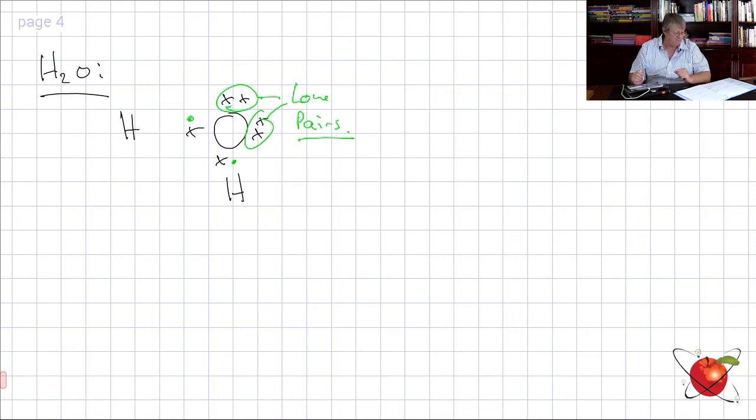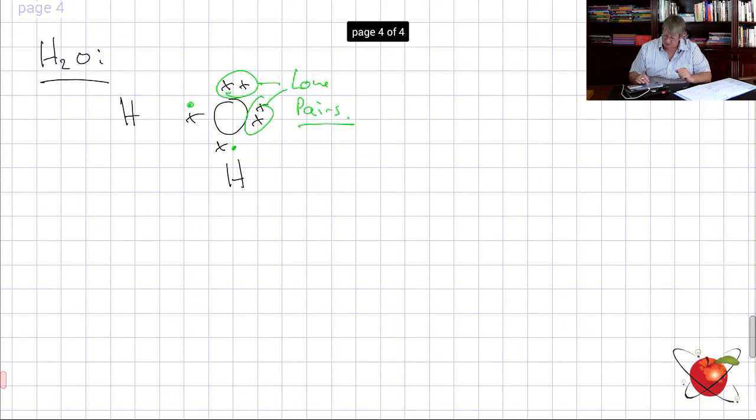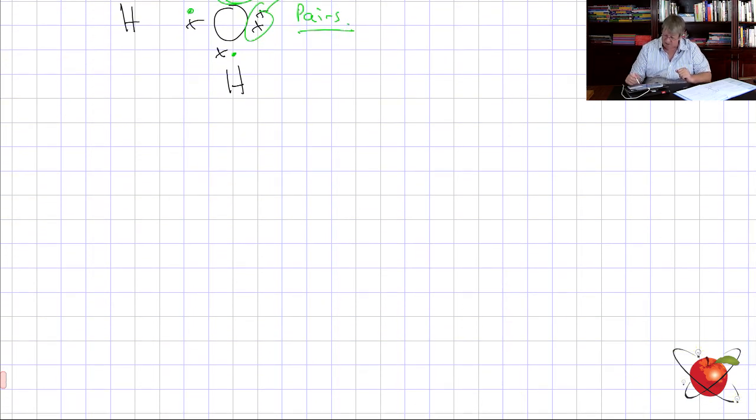Okay, the next one is aluminium oxide. Let's say they just say aluminium oxide. They don't give us a formula. So you know it's Al and O.